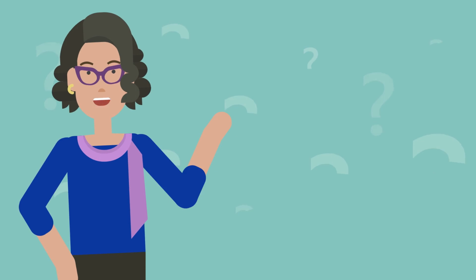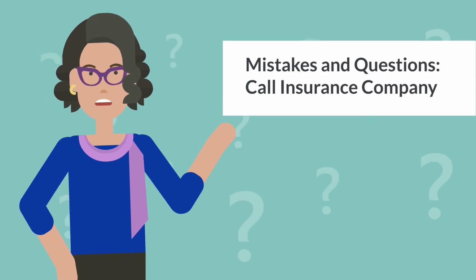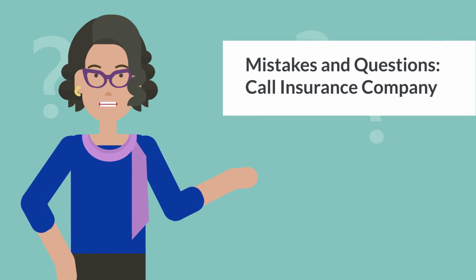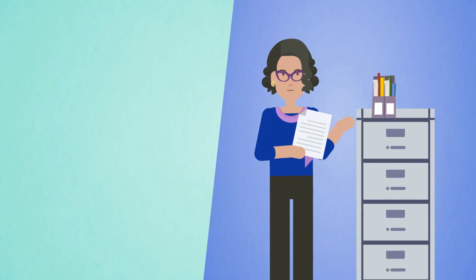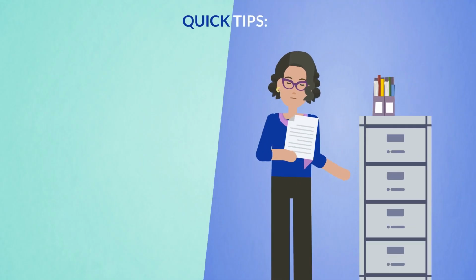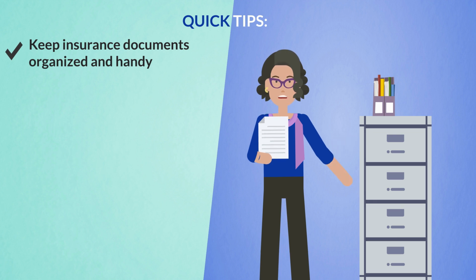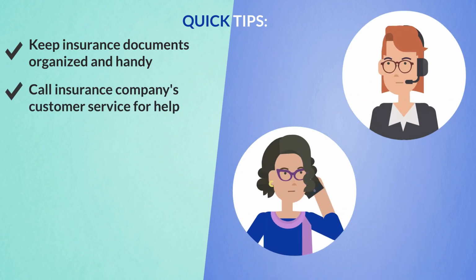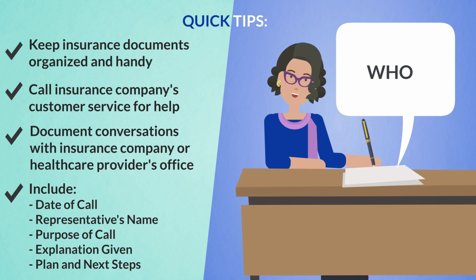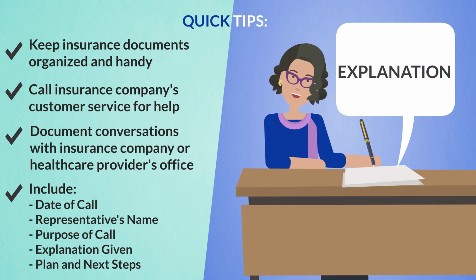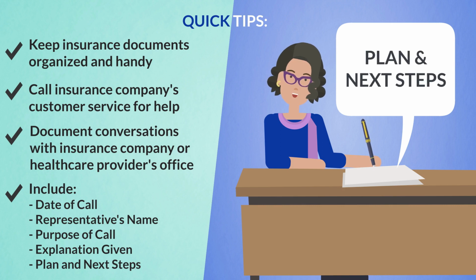If you find mistakes or have questions, call your insurance company. Their representatives can address problems you find on your bills and EOBs. If there is a billing error, you should also contact your provider. Before we finish, here are some quick tips. Keep your insurance documents organized and where you can easily get to them. Don't hesitate to ask for help from your insurance company's customer service department, and document any conversations with your insurance company or provider's office. Take notes, including the date of the call, who you talked to, the purpose of the call, what explanation you were given, if any, the plan to resolve the problem, and when to expect next steps.